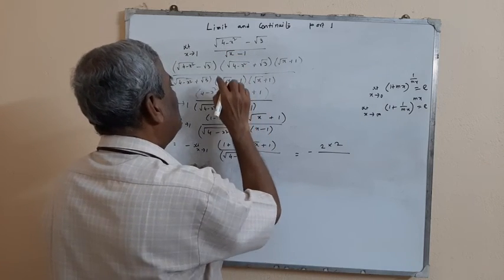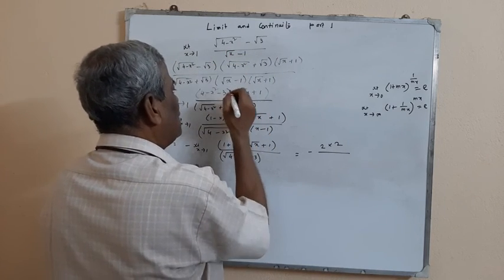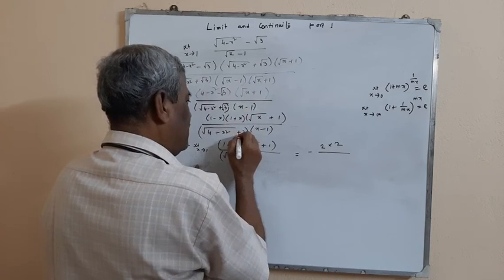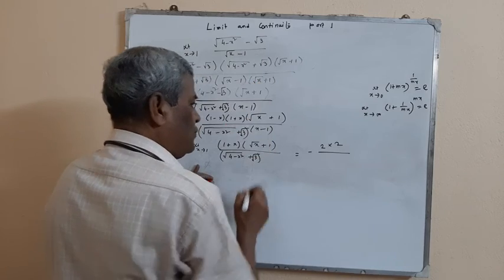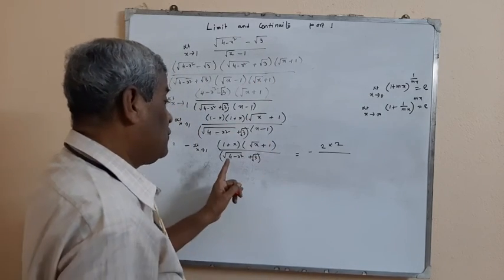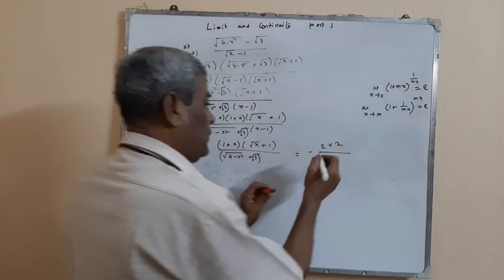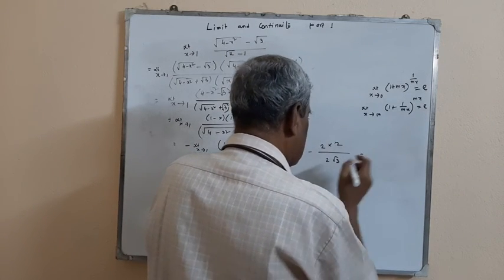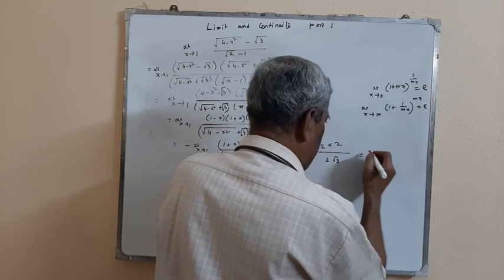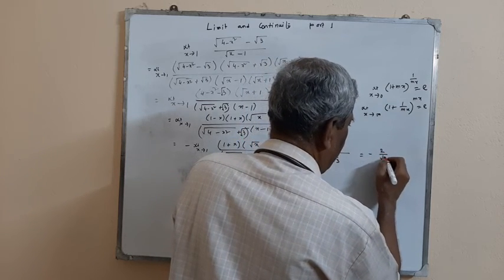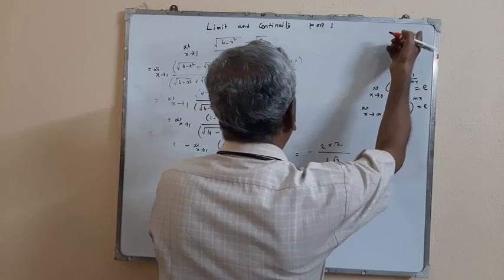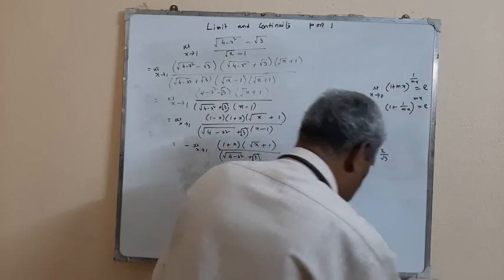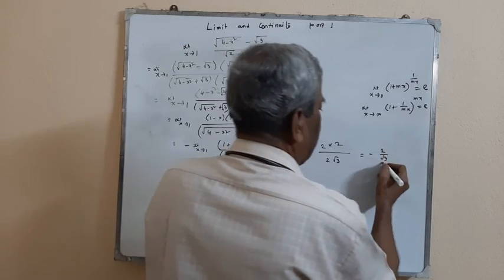Oh, I have made a mistake. This is always root 3. This is root 3. This is root 3. This is root 3. And now this is equal to actually root 3 plus root 3, 2 into root 3. So that the 2 cancels, minus 2 by root 3. So I have not given you the options. Actually, minus 2 by root 3 is one of the options. So this is the correct answer.